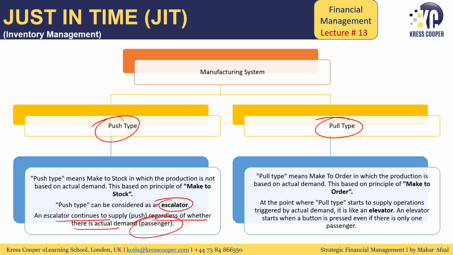In the pull type manufacturing system, they say it acts like an elevator. If someone wants to move from one floor to another, they press the button and the elevator is started. In the same way, in the pull type manufacturing system, if an order is there, then production will start. If an order is not there, then production will not start. So overall, in the push type system, production is not based upon actual demand, while in the pull type system, production is based upon actual demand.